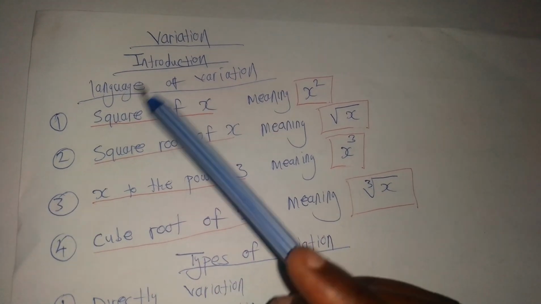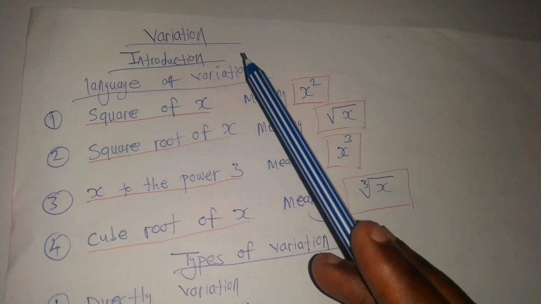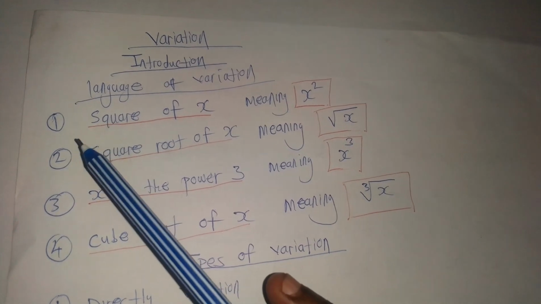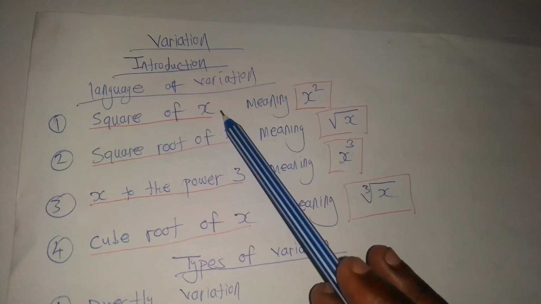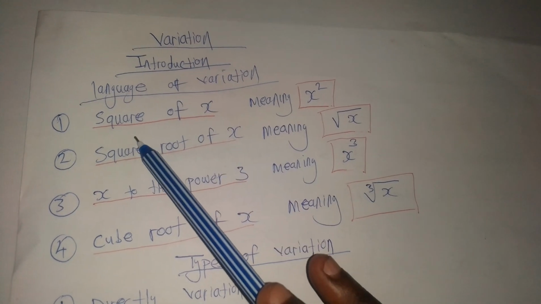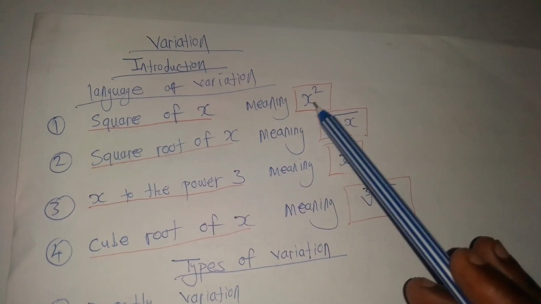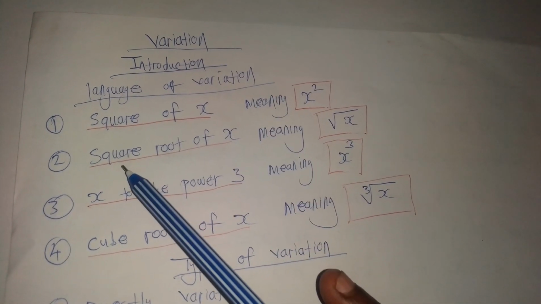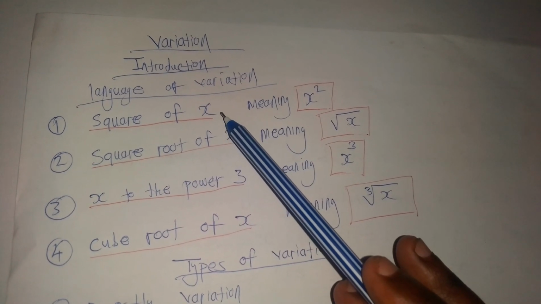In this video, we'll look at variation introduction. So variation, it is a language of variation. So number one, if the question says square of x, the meaning is x to the power of 2.